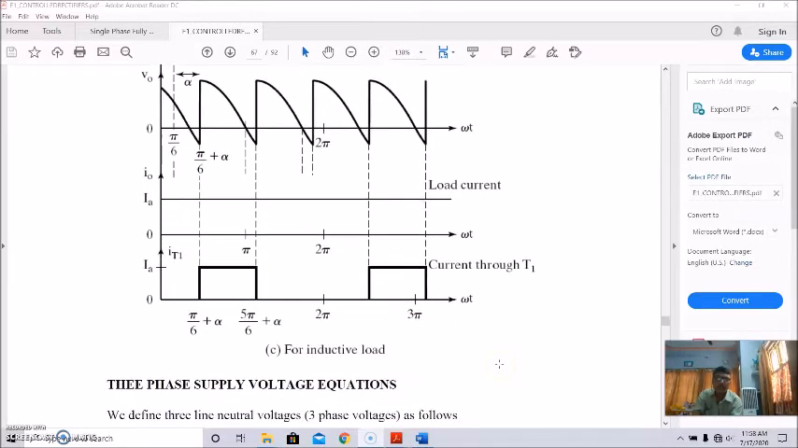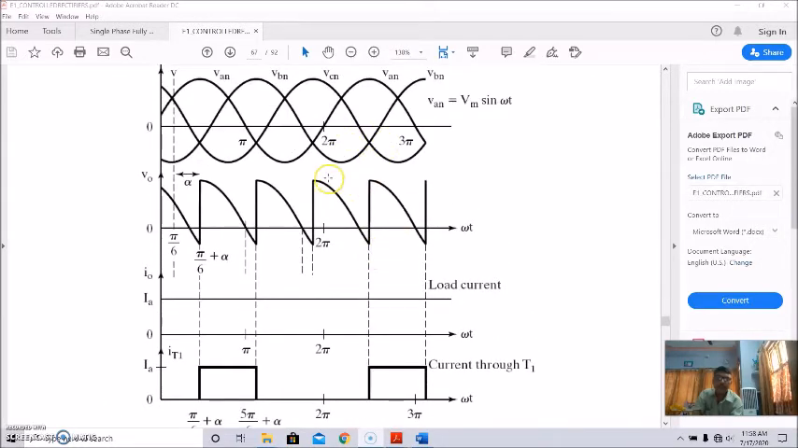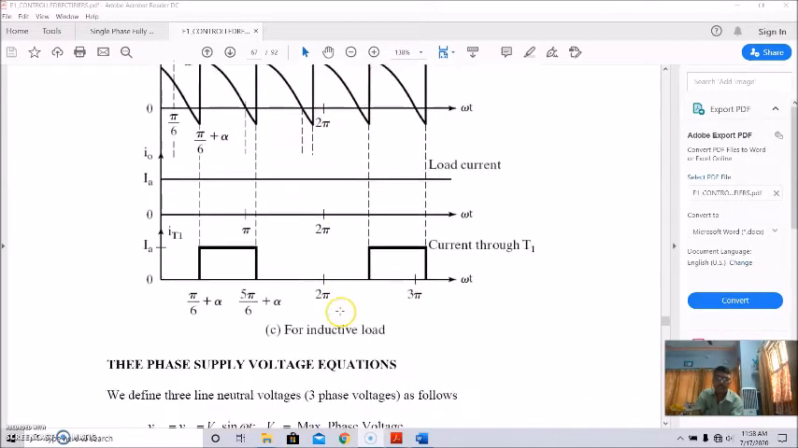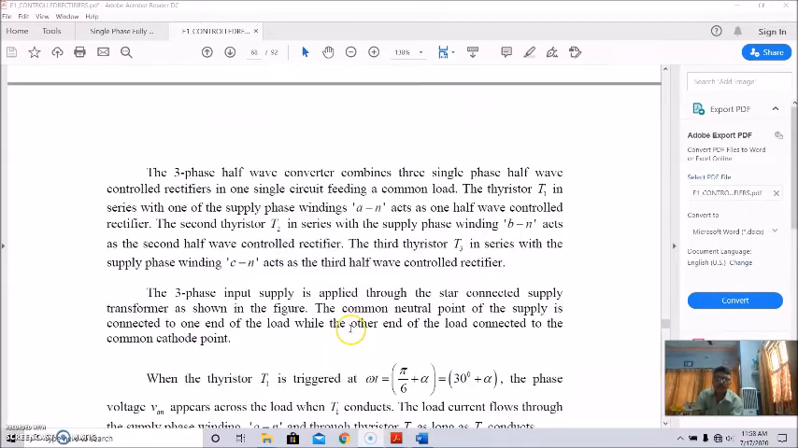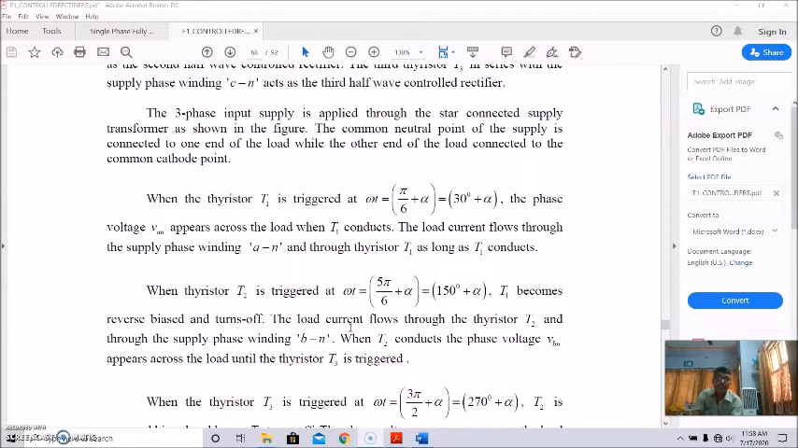Okay, so this waveform is drawn for an inductive load. Clear? So now what we can say is, as thyristor 1 is triggered at omega t equal to pi by 6 plus alpha, the phase voltage AN appears across the load when thyristor 1 conducts, and the load current flows through the supply phase winding AN and through thyristor T1 as long as T1 conducts.